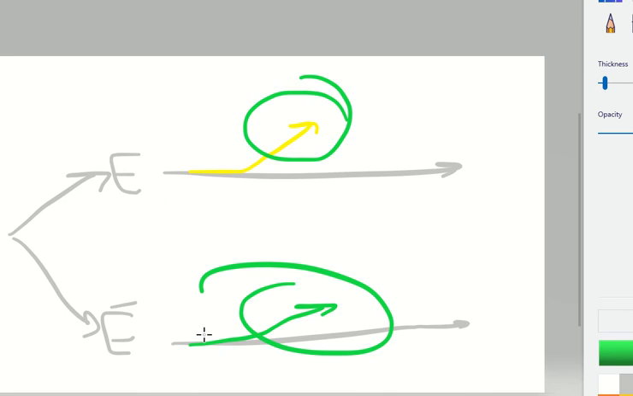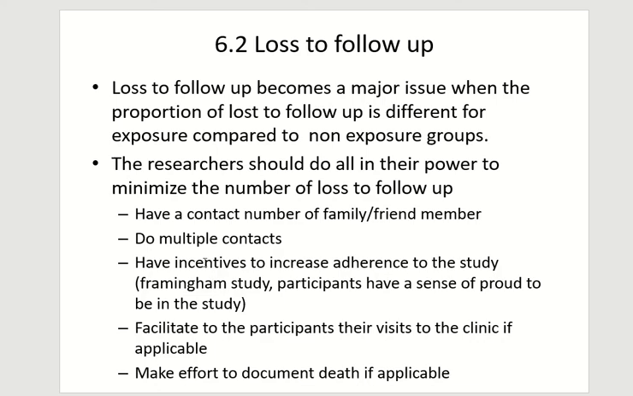Imagine in the exposed group you're losing, for example, younger people, and in the non-exposed you're losing older people. Then you have a problem, and the problem would be even stronger in that scenario. So the researcher should do all in their power to minimize the number of loss to follow up.